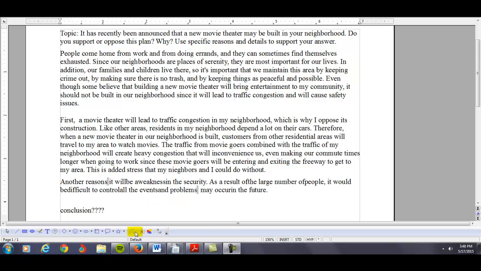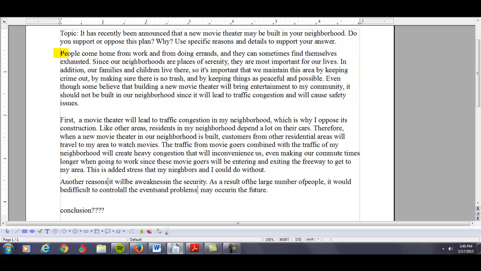Alright, so let's go ahead and look at these 2 paragraphs one more time. People come home from work and from doing errands, and they can sometimes find themselves exhausted. Since our neighborhoods are places of serenity, they are most important for our lives. In addition, our families and children live there, so it's important we maintain this area by keeping crime out, by making sure there's no trash, by keeping things as peaceful as possible. Even though some believe that building a new movie theater will bring entertainment to my community, it should not be built in our neighborhood, since it will lead to traffic congestion and will cause safety issues.